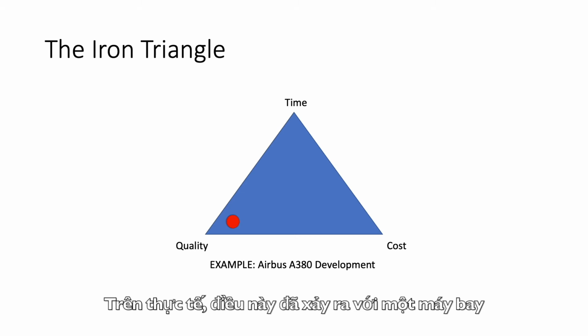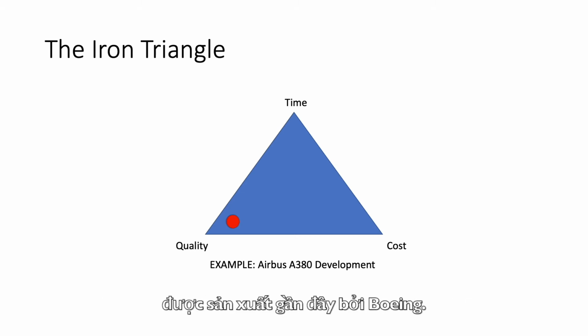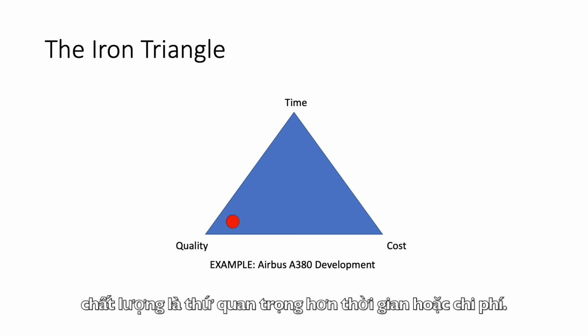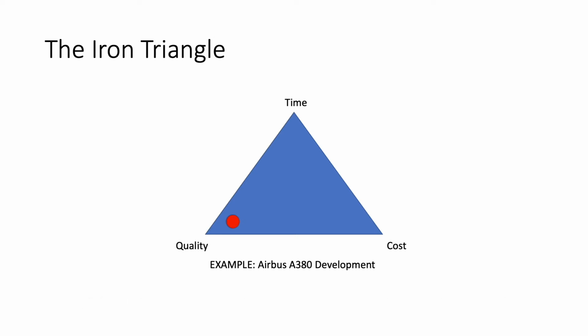And in fact, this has been the case with recent aircraft manufactured by Boeing. Boeing has a significant problem that is well documented now with the 737 MAX. So clearly, on projects where we have an opportunity to deliver something that could result in loss of life, quality is a much more important constraint than time or cost.